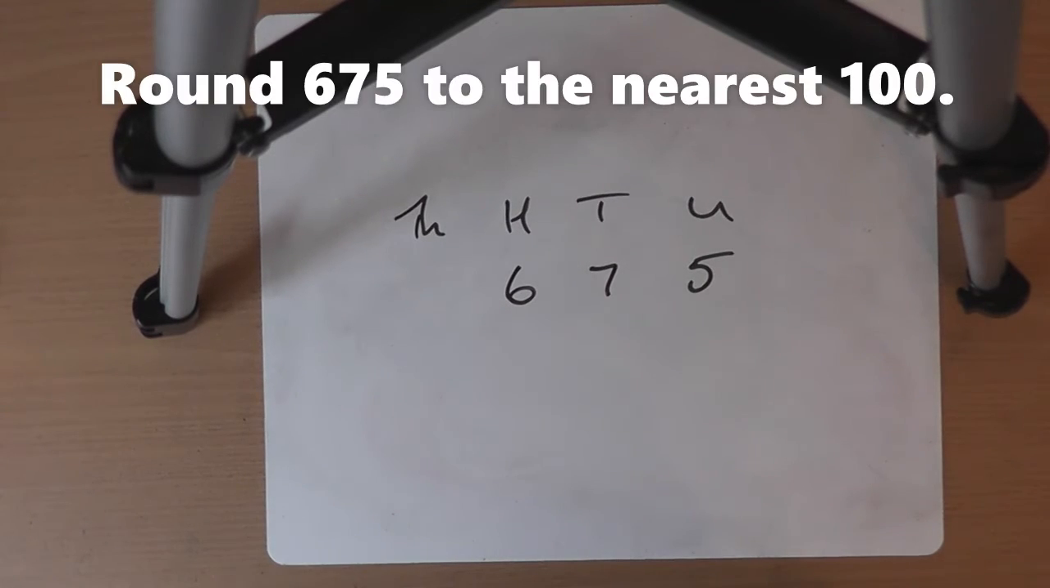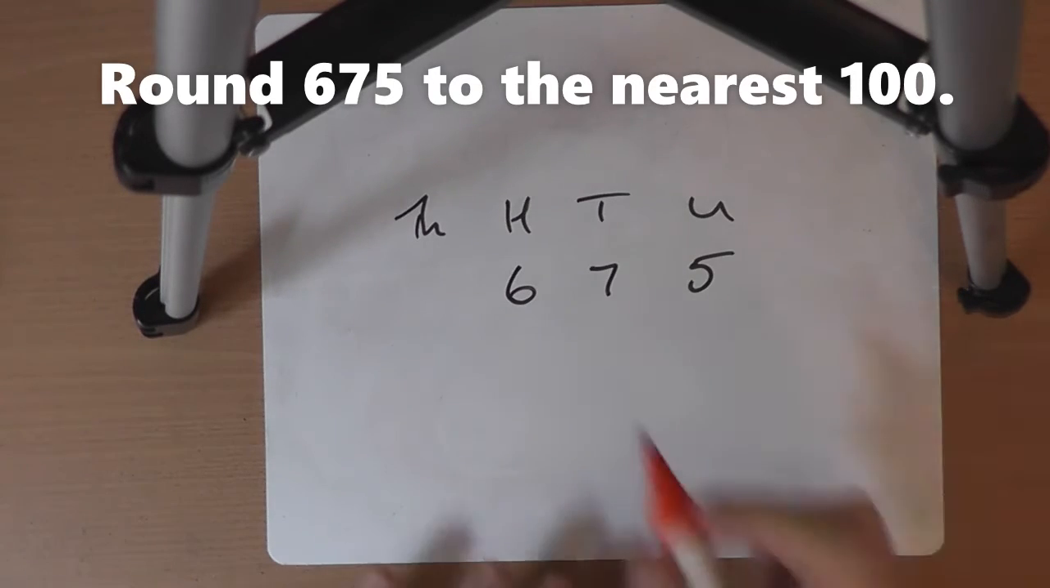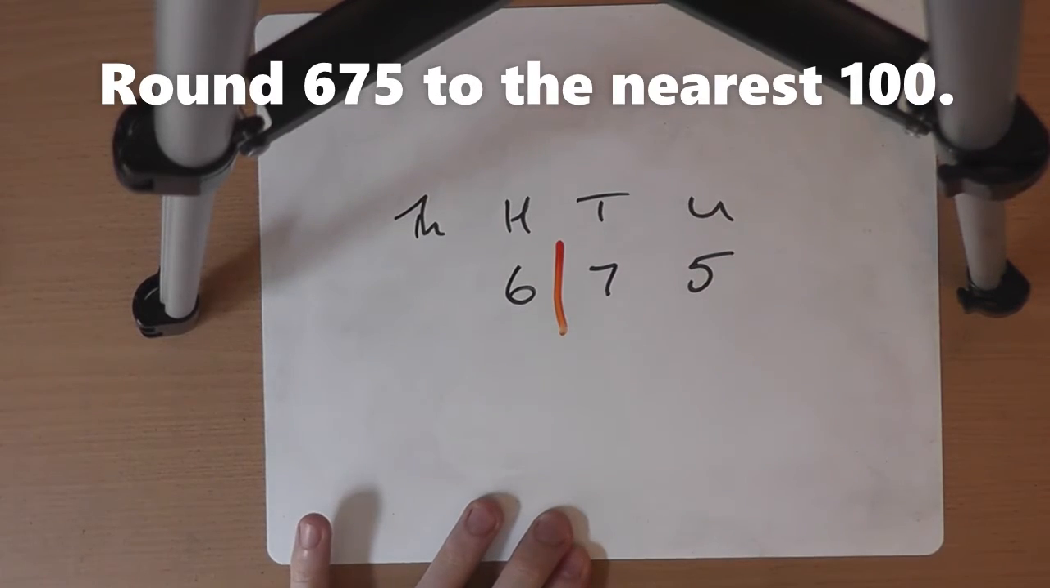Round 675 to the nearest 100. So we're rounding to the nearest 100 now, rather than the nearest 10. But we can still follow the same steps as before. We're rounding to the nearest 100, so I'm going to put a split line in, not after the 10s this time, but after the hundreds. Nearest 100, split line goes in after the hundreds.